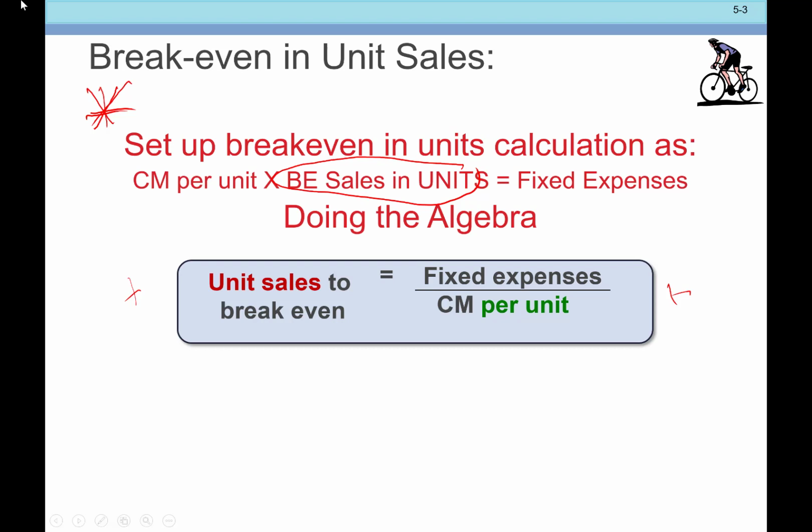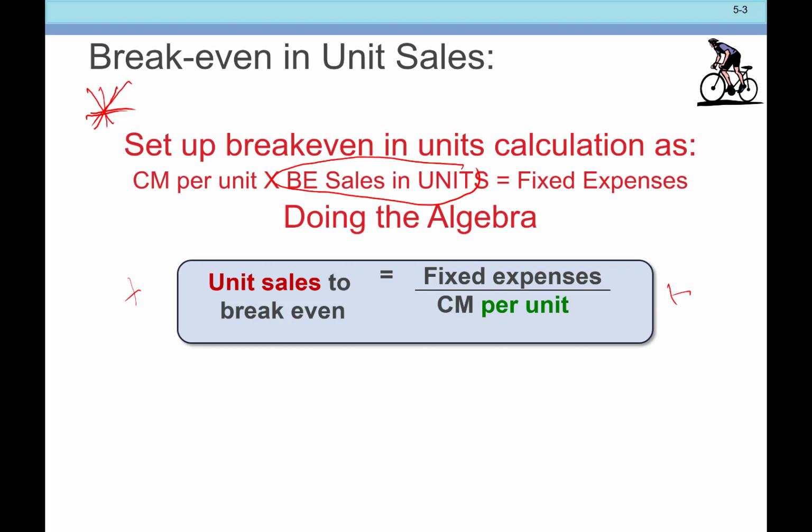Okay, so you take a look, and the way we set up problems, and this is John talking now, this is what I'm telling you how to set up these problems. Anytime you get a break-even analysis is to set it up as your contribution margin per unit, which you may have to calculate in the problem, times your break-even sales in units. If we're trying to get our break-even in units, we set that up as the unknown, equals our fixed expenses, right?